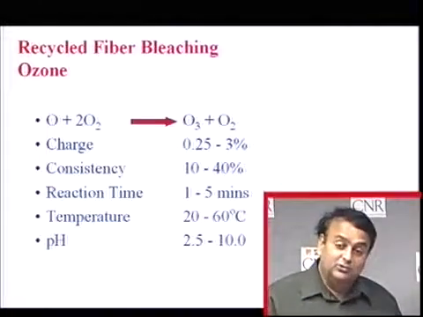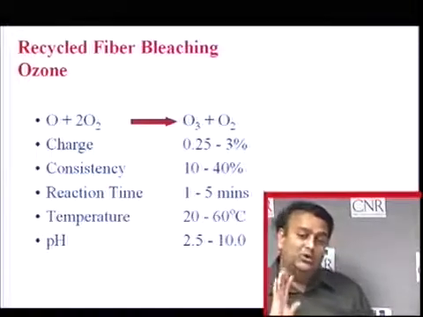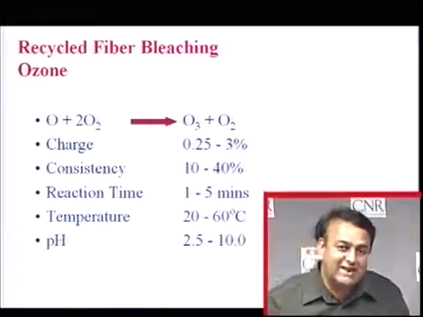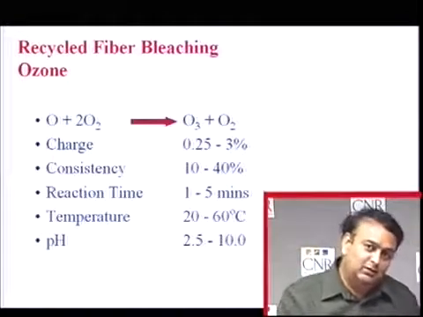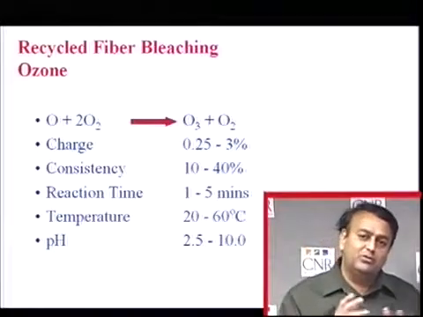Again, the consistency of bleaching is very important for ozone. At a higher consistency, ozone can directly contact the fiber. If you leave it long, ozone can attack the cellulose, can degrade the cellulose. So you have to be very careful. Let's say people use medium consistency for ozone bleaching so they can have good control over the chemical and also the strength properties of the fiber.